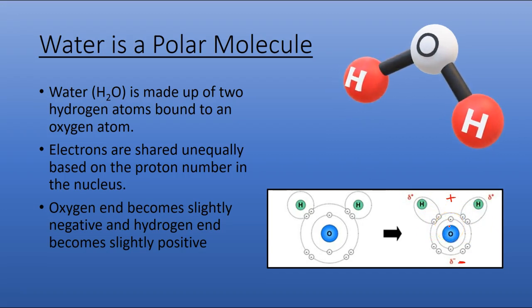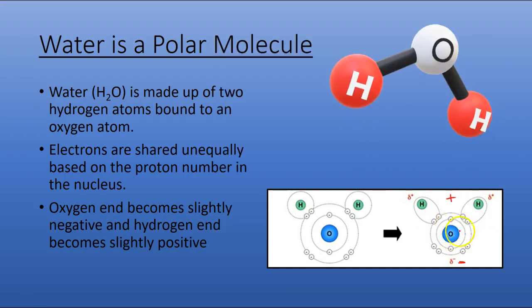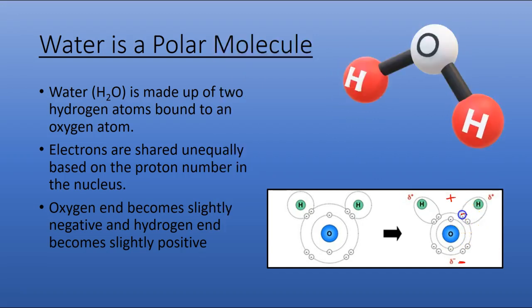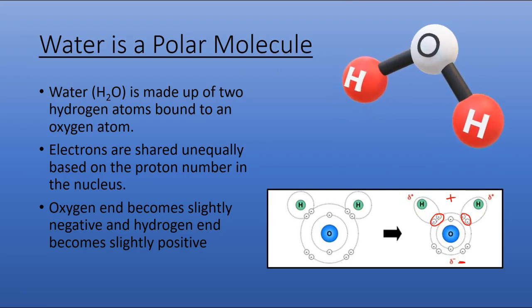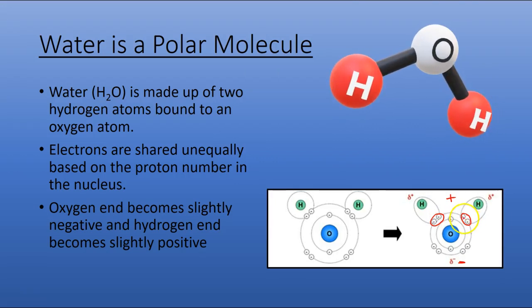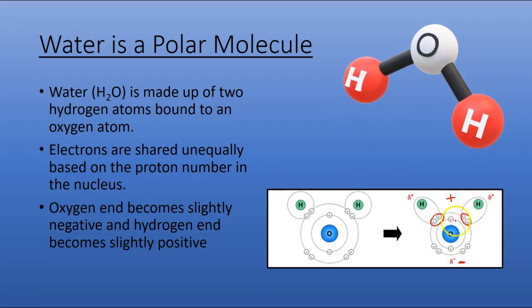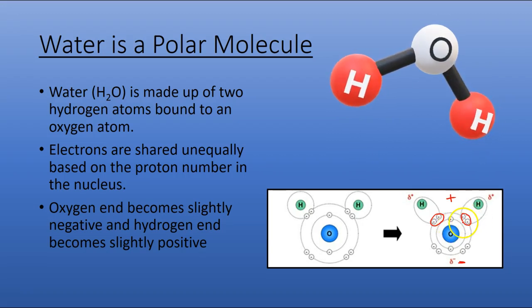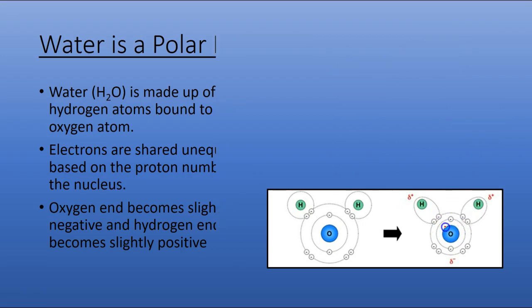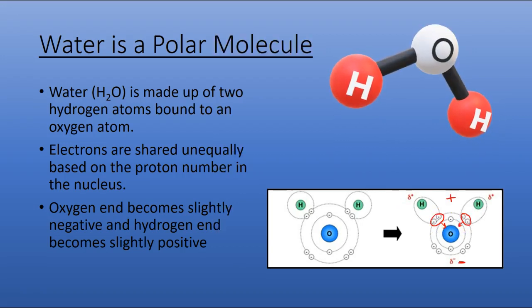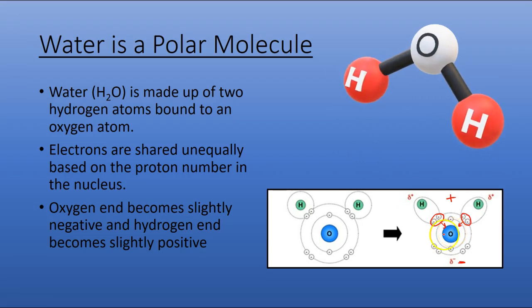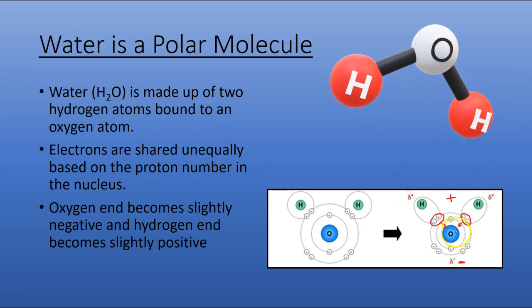Now we know that hydrogen is bound to oxygen covalently, and so this is a covalent bond. Within the covalent bond is a sharing of electrons. These two electrons are being shared, but they're being shared unequally. They're actually closer to, or more strongly pulled by, the oxygen because oxygen is a larger atom.